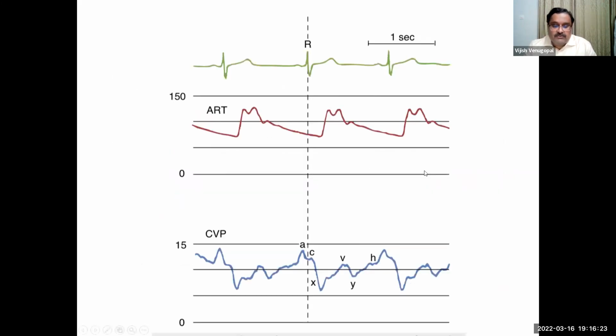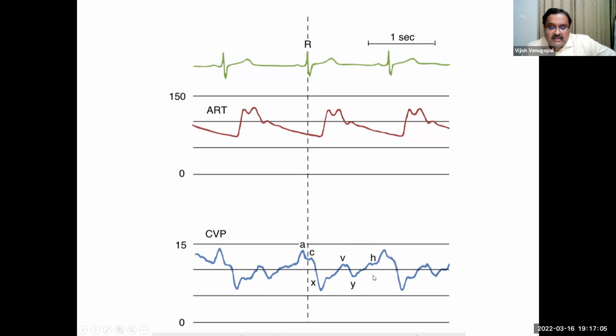There are different waveforms for these, for the CVP waveform. The CVP waveform, you have positive waves A, C, and V, and negative waves of X and Y. A is due to atrial contraction, C is due to the pushing in of the tricuspid valve because of the isovolumic contraction. The X descent is due to the ejection phase, wherein the tricuspid valve along with the base of the heart moves towards the apex. The V wave is due to the filling of the atria, and the Y wave is because of the opening of the tricuspid valve and the emptying of the atrial contents into the ventricle.